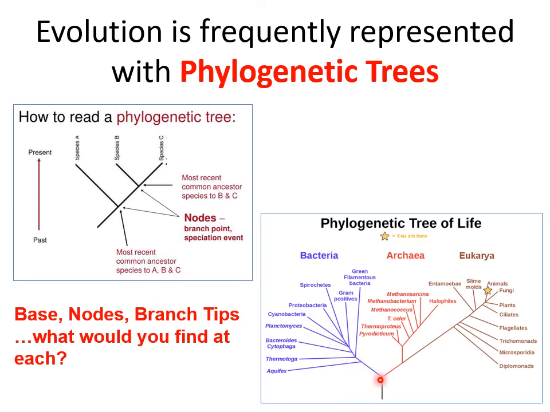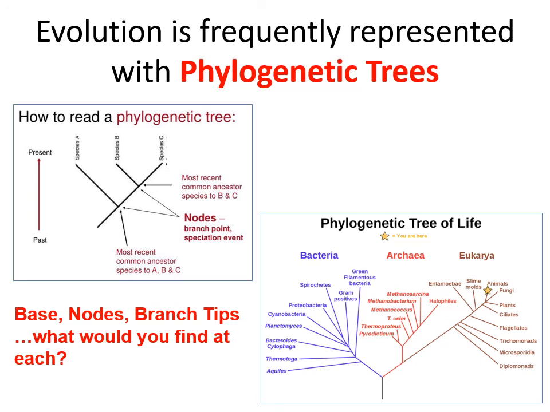Okay, so make sure you're comfortable with knowing the base is the furthest back in time, the most ancient common ancestor. The nodes are where you find recent common ancestors, and the branch tips are the most recent evolutionary forms of the organisms. Okay. And make sure you're comfortable with looking at this and saying, hey, which organisms are more closely related?